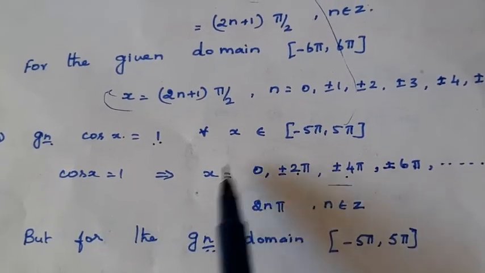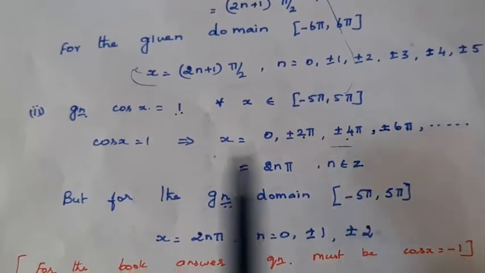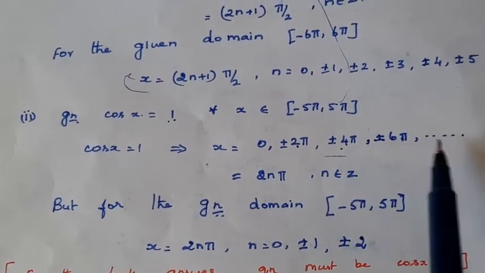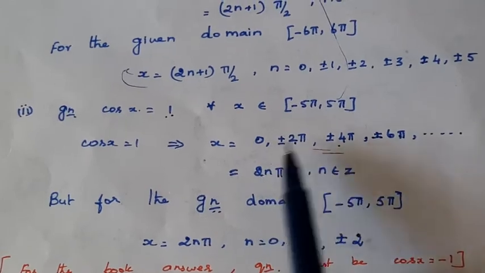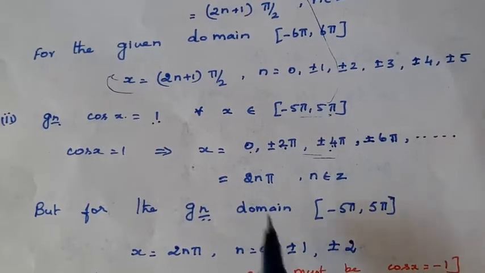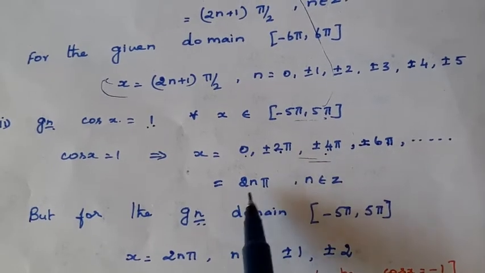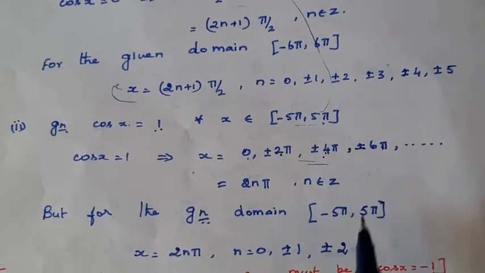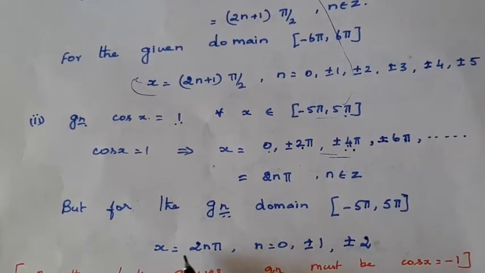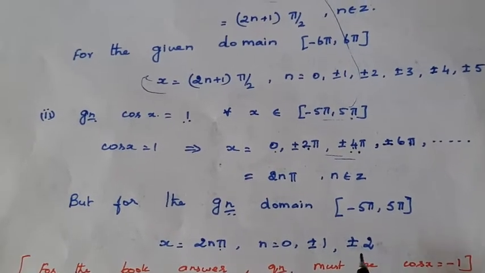You know that cos 0 is 1, cos 2 pi is 1, cos 4 pi is 1. Similarly, in the clockwise direction, cos of minus 2 pi, cos of minus 4 pi. So cos x is equal to 1 means x is equal to 0, plus or minus 2 pi, plus or minus 4 pi, etc. Among these, it is clear that 0, plus or minus 2 pi and plus or minus 4 pi lie between this interval. In general, we can represent this as 2n, because all these are even numbers. So it is equal to 2n pi where n belongs to Z. But for the given domain, these values alone belong to this interval. That is, x is equal to 2n pi where n is equal to 0, plus or minus 1 and plus or minus 2. Okay.